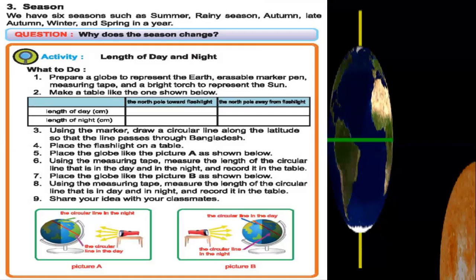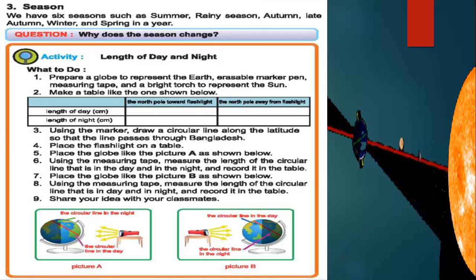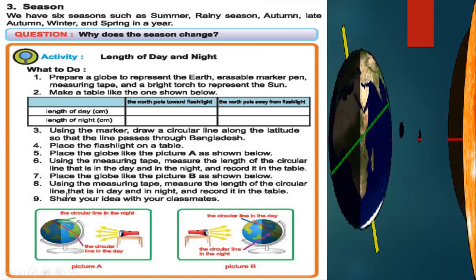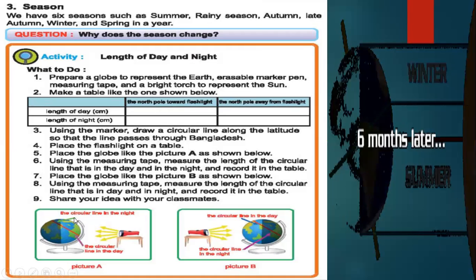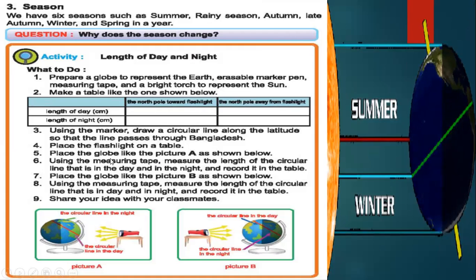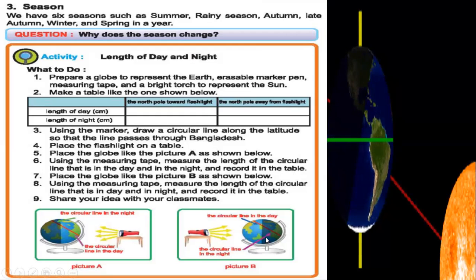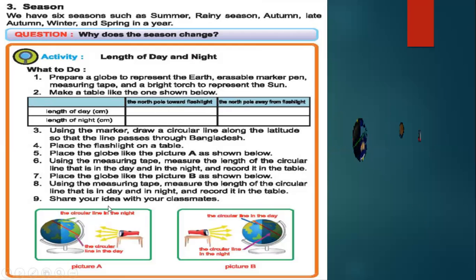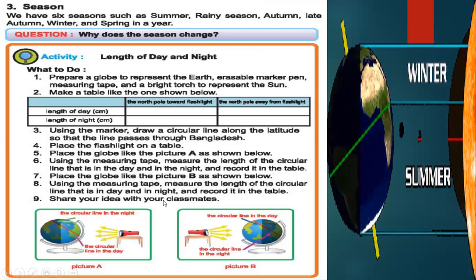Using the marker, draw a circle line along the latitude so that the line passes through Bangladesh, and place the flashlight on the table. Then place the globe like picture A as shown below, and using the measuring tape, measure the length of the circular line that is in the day and in the night, and record it in the table. Then place the globe like picture B as shown below, measure the length of the circular line in day and in night, and record it in the table. Share your idea with your classmate as well as your teacher.